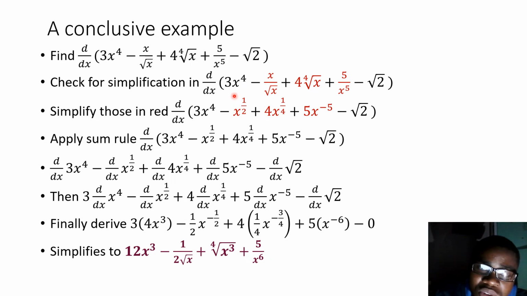We can see that this one is already in exponent form, it is fine. This one is not, hence it's in red. This one is not, hence it's in red. This one also is not, hence it's in red. This one is a constant, it doesn't have a problem, we can derive it as it is.